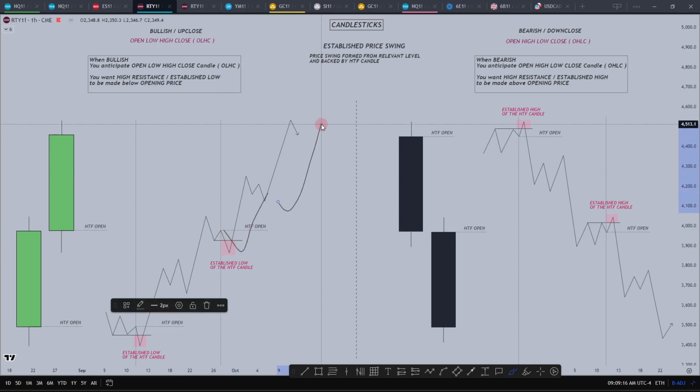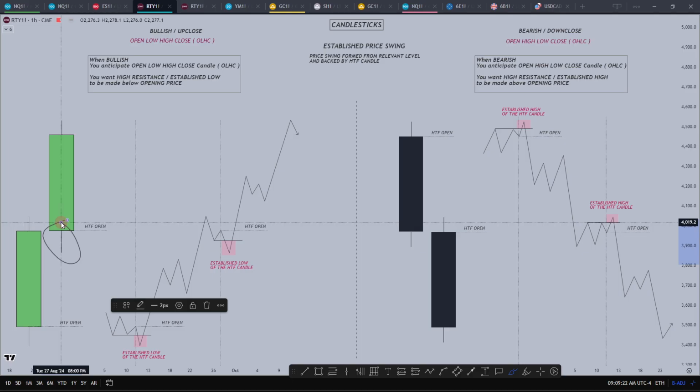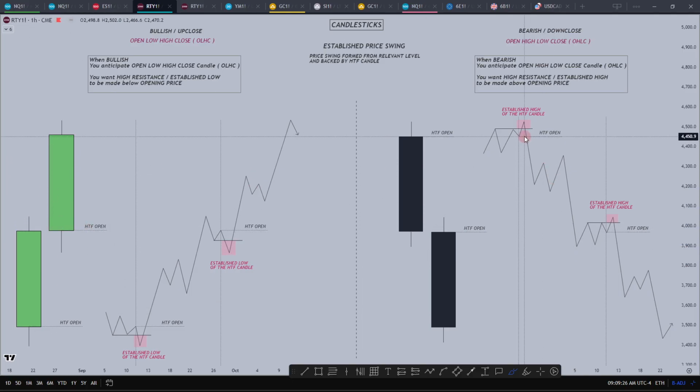You frame bullish continuation setups, which are in alignment with the high time frame candle formation, the high time frame candle's profile, which is OLHC. Vice versa here. Open, high into a relevant POI, immediate displacement away from it. So you can get an idea of the OHLC formation: the high time frame candle is most likely forming OHLC. So you frame bearish continuation setups.